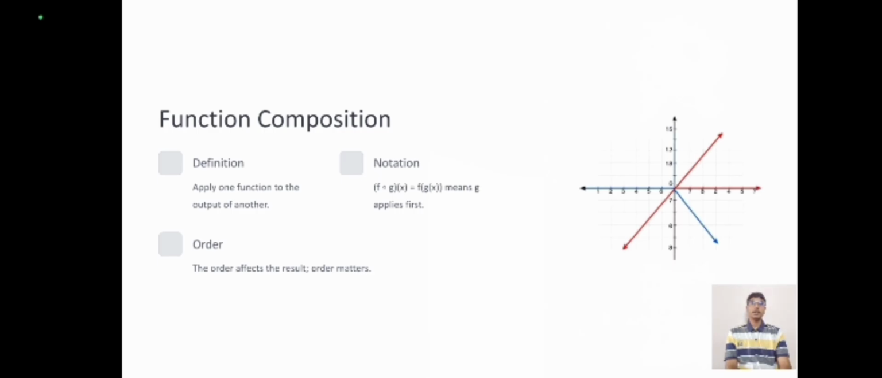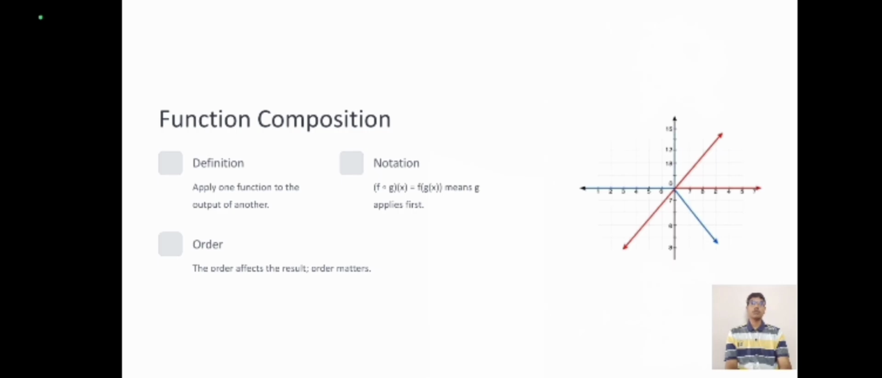For example, we have g of x is equal to x squared and f of x is equal to x plus 1. If we want f of g of x, we first compute g of x, which is x squared, and then we plug that into f, which gives us f of x squared is equal to x squared plus 1. Now here is a critical detail: order matters.